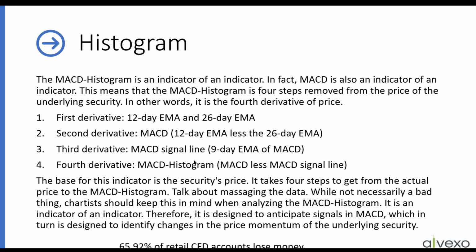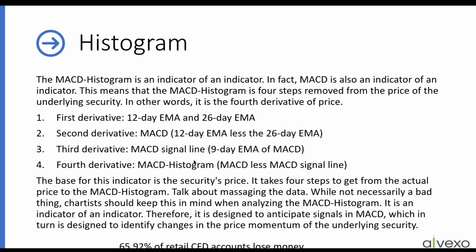That means that the MACD histogram is 4 steps removed from the price of the underlying security, which is important because we've taken that data and recalculated, used it in different formulas to come up with something, because all we have that we can use is the open, the high, the low, and the close. So the rest of it becomes statistical and mathematical formulas that are applied to the indicators. So the first derivative is the 12-day EMA and the 26, the 2 lines we saw on the top of the chart we started off.